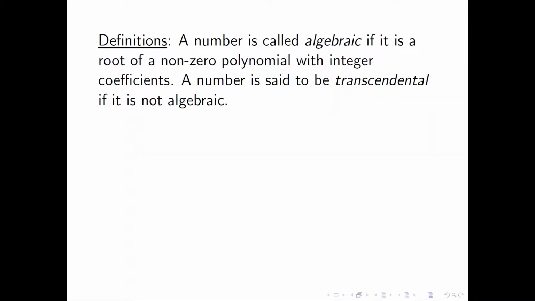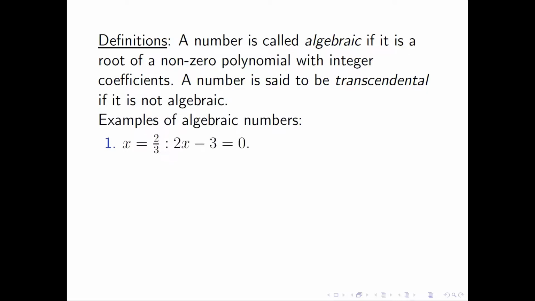For the third method, we have another couple of definitions. A number is called algebraic if it is a root of a non-zero polynomial with integer coefficients. A number is said to be transcendental if it is not algebraic. Here are some examples of algebraic numbers. First, x is 2/3. It is the root of linear polynomial 2x minus 3. You can see that all rational numbers are algebraic.